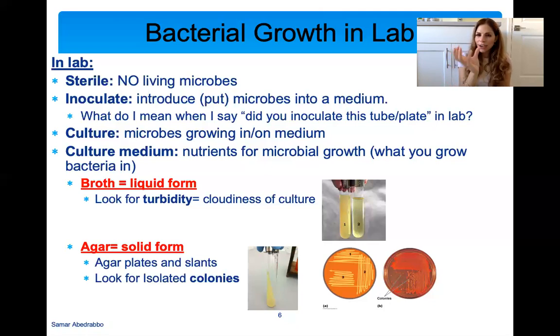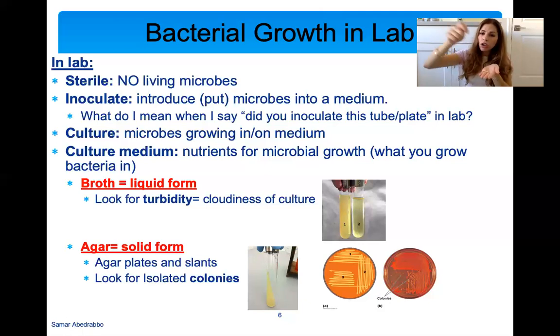So it's like a layer of jello. We typically have agar growing on plates. Sometimes we use tubes and we do these slants, but typically it's in these plates. So that's what we call agar plates, and the media is this nutrient-rich jello. That's the best way I can explain it.